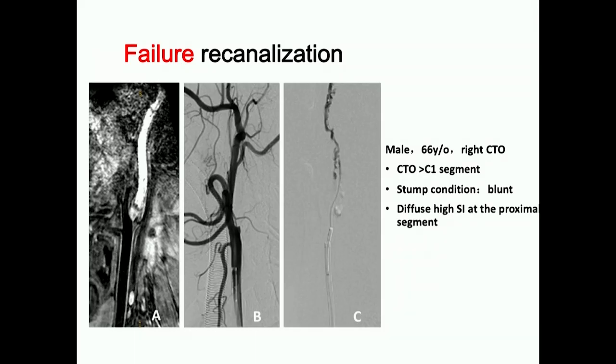This is a failure case. In this case, you can see a diffuse high signal intensity lesion over the C1 segment. At first, we thought that was diffuse thrombosis, but when the neurosurgeon used the guide wire to go through it, he couldn't find the true lumen, so we thought that was a dissection. Finally, we gave up.